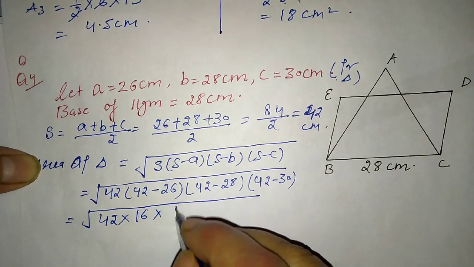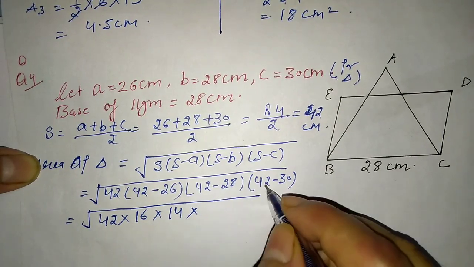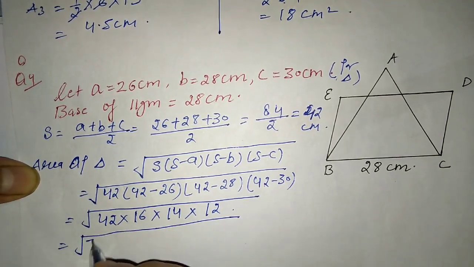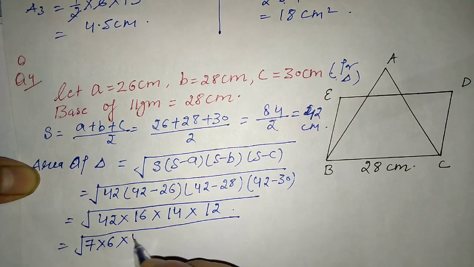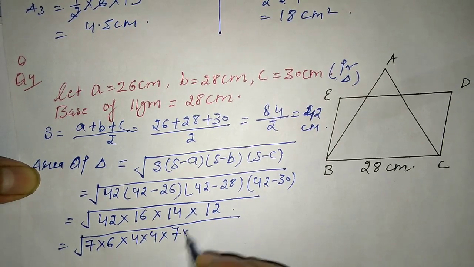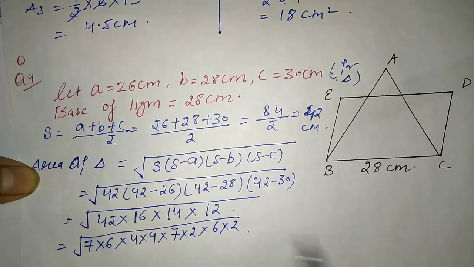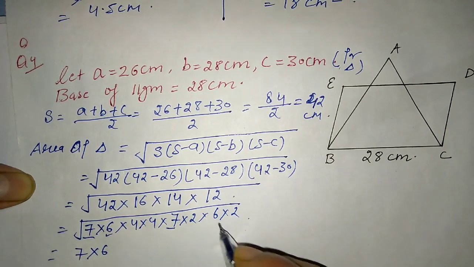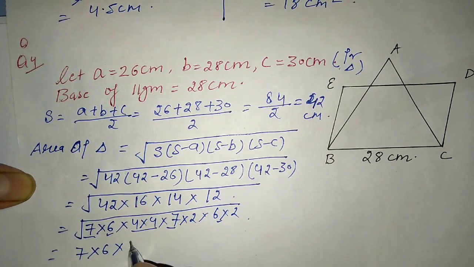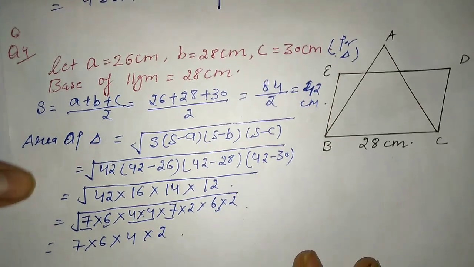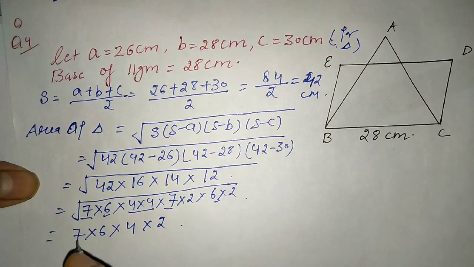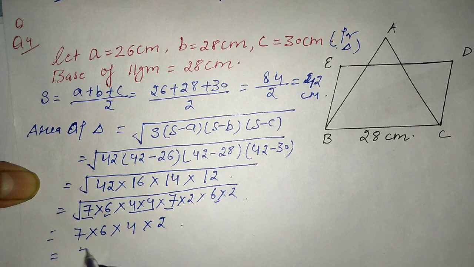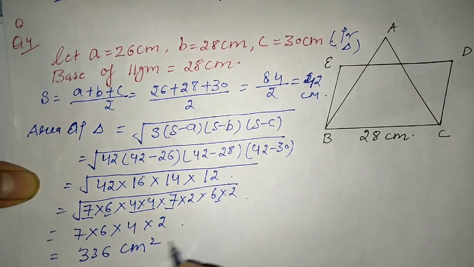Here 12 minus 8, 4. This is 14. And this one is 12. Then we can factorize this. 7 6, 4 4, 7 2 and 6 2. So pairing is there: 7, 6, 4 and 2. So this we are having here 7. This will be equal to 336 centimeter square.